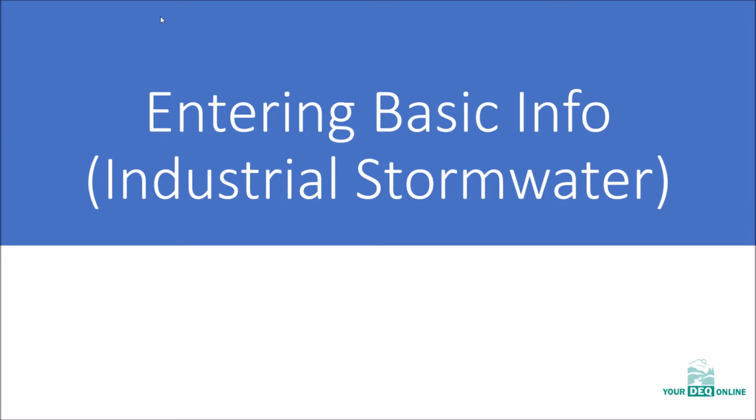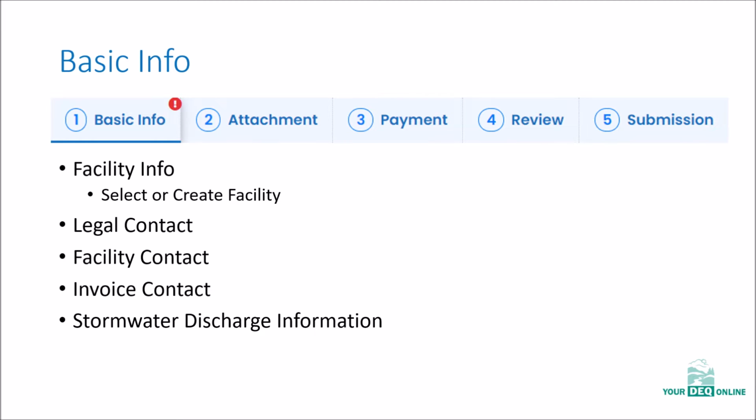Entering basic info for industrial stormwater general permit applications. When applying for an industrial stormwater general permit, you'll input facility information; legal, facility, and invoice contact information; and stormwater discharge information into the Basic Info tab.